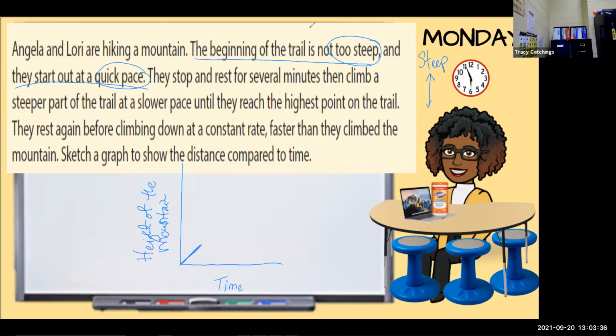All right, the second part of it. You could have labeled that A if you wanted to, but that was the first thing they mentioned. Then it says they stop and rest for several minutes. All right, it increased for several minutes. And then it said the incline, a steeper part of the trail at a slower pace.